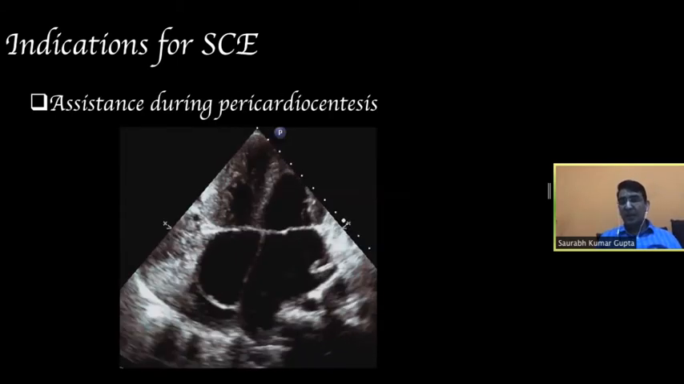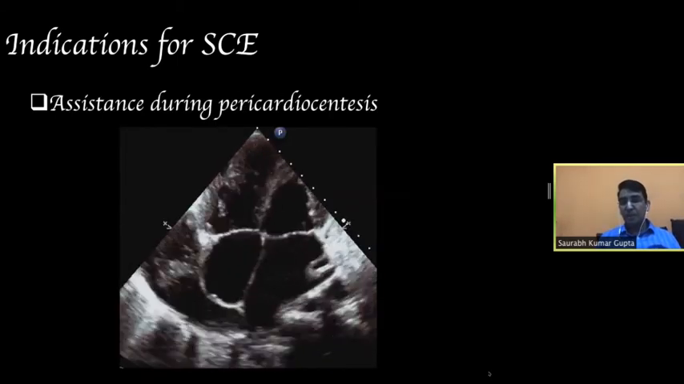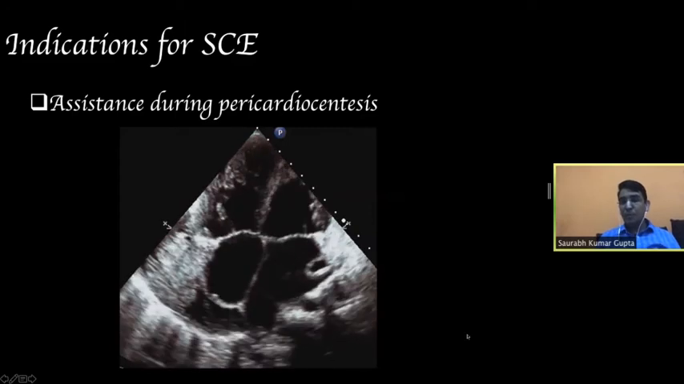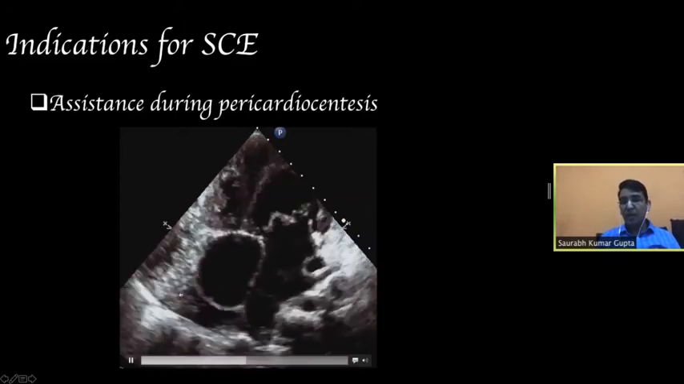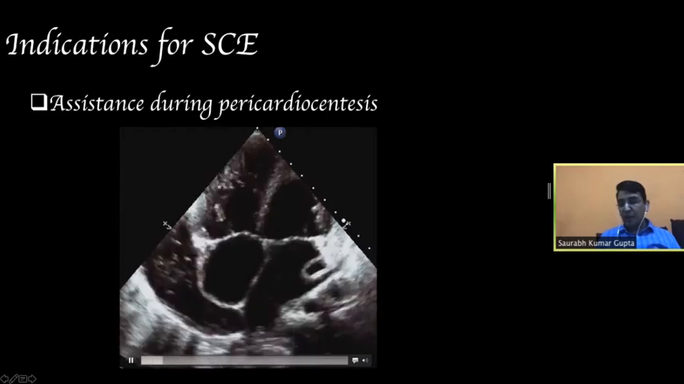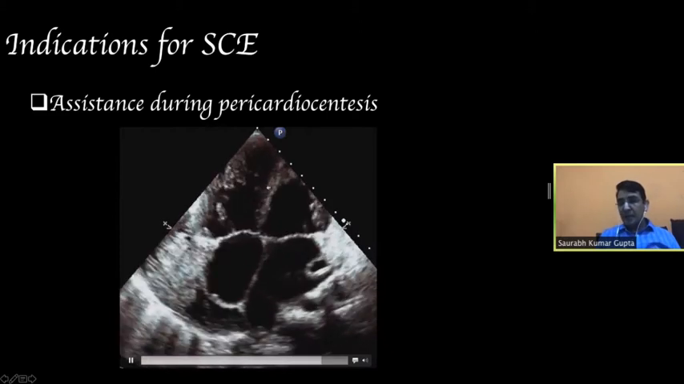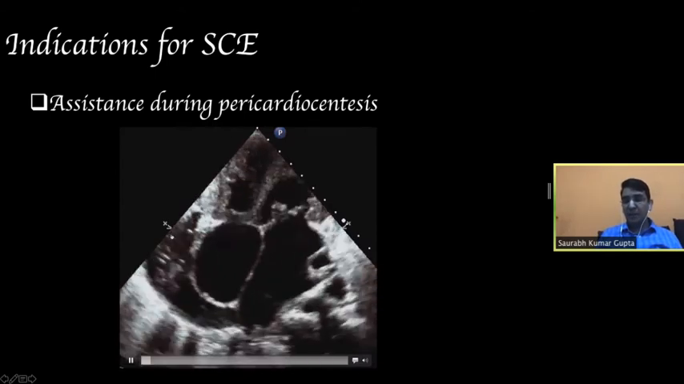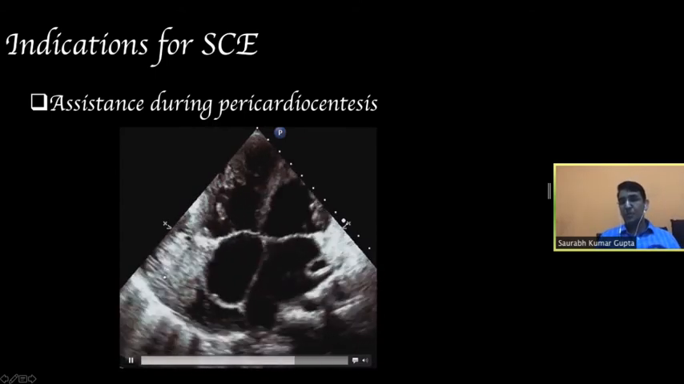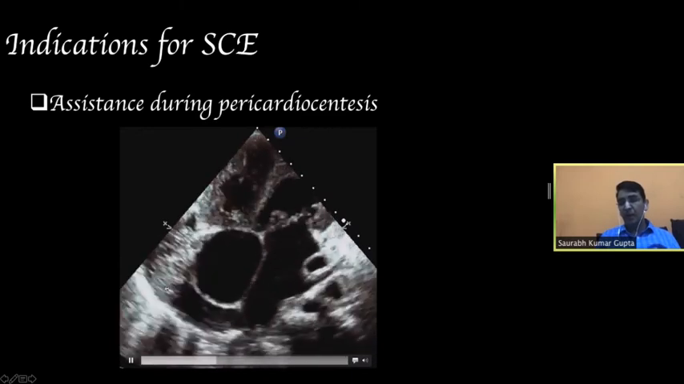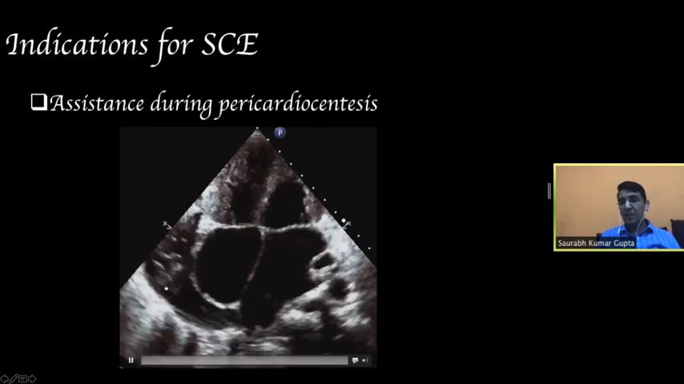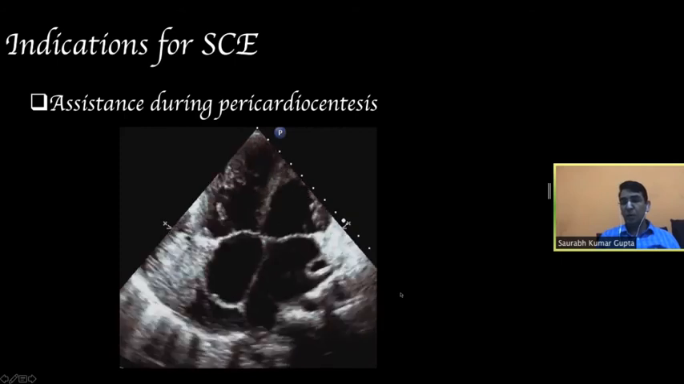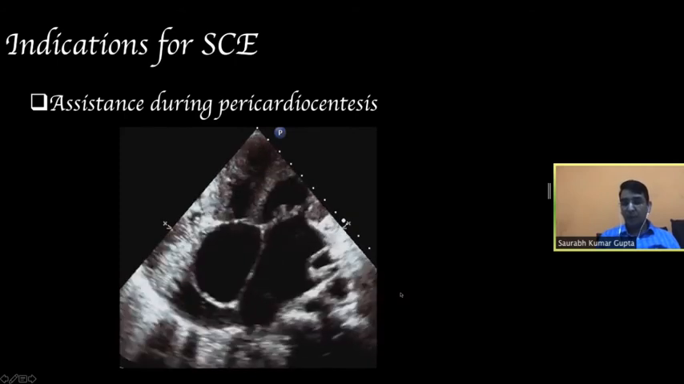Now, this is another indication which people are now using more often in the cath lab to make themselves sure about the needle in the pericardium. And for the benefit of all the attendees, this is the heart which shows the contrast in the pericardium. It confirms the position of the puncture needle in the pericardium, and then we are sure that we are not entering into the heart when we are tapping the pericardial effusion.